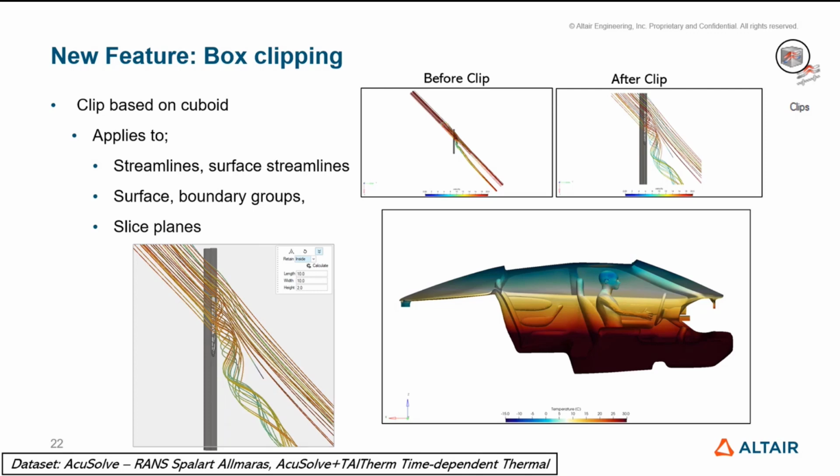So I have two examples here just showing an AcuSolve data set, again, this train model, where my streamlines move pretty far inward and outward within this domain. So if we're interested in just looking at the local flow features here, we can clip that out with a box. So you can see before the clip, I have streamlines moving throughout the entire domain, but after the clip, where I just clipped the streamlines and the track, we can just view that one region we're interested in.